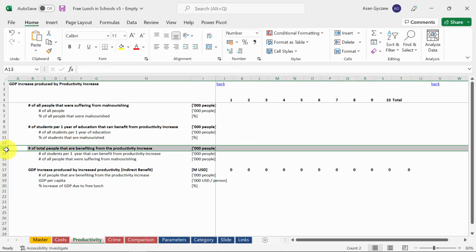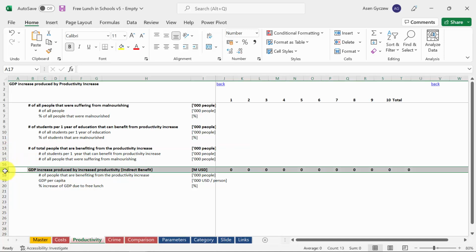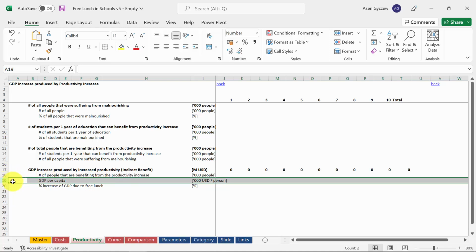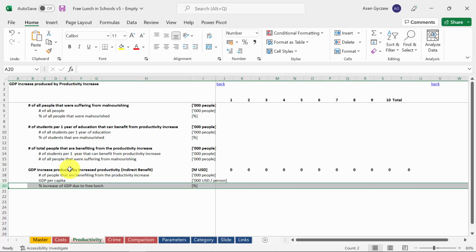So this will tell us how many people will be affected, but we want to estimate that in money. Therefore, we will see what will be the increase of the GDP generated by those people. So we need not only the number of people, but also GDP per capita and increase of GDP as a percentage. Again, those things we've got in the sheet parameters.